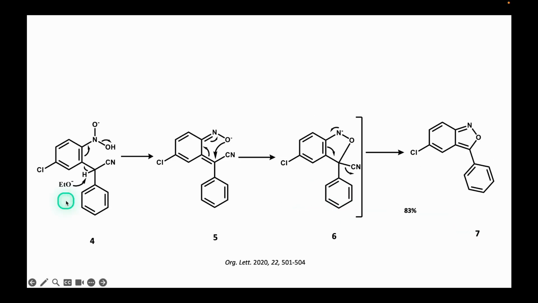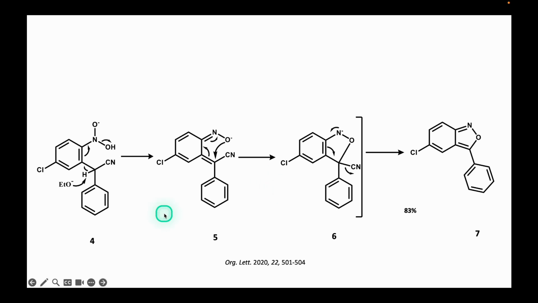The abstraction of hydrogen in 4 by the base generates intermediate 5. The intramolecular addition of the oxyanion, which is then followed by the subsequent movement of electron pairs, forms heterocycle 6, which through the elimination of the nitrile group then generates benzisoxazole 7.